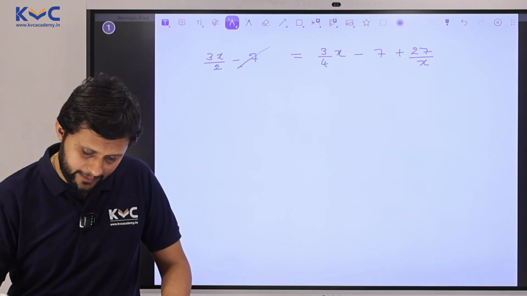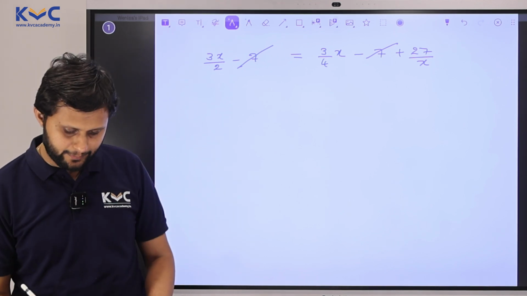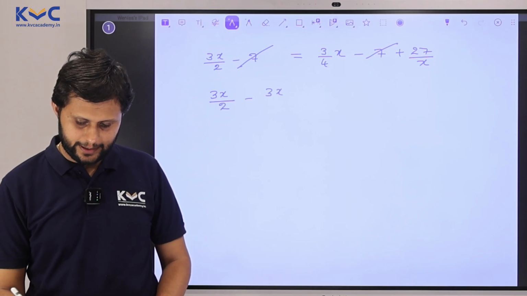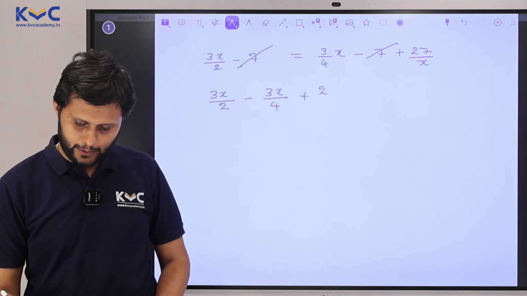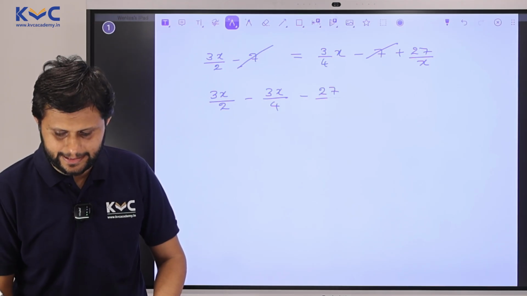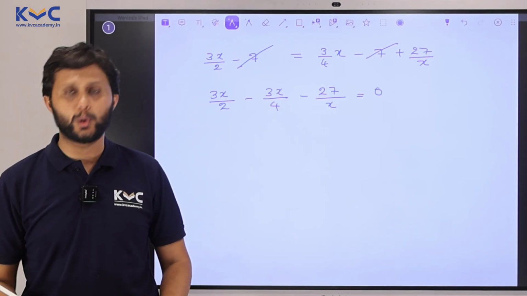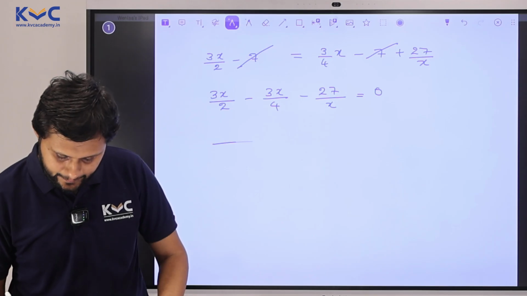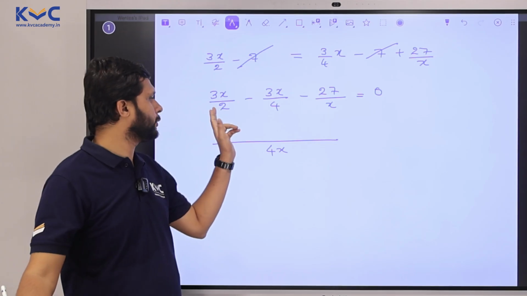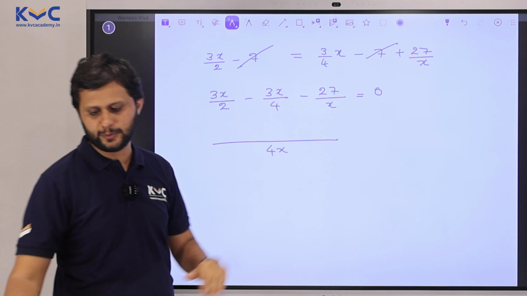Okay. So we have minus 7, minus sign on either sides cancels. We'll get everything to one side. Everything has x remaining parts. 3x by 2 minus 3x by 4 plus 27 by x, sorry, plus becomes minus 27 by x. What remains on the other side? Nothing. So we write 0. Now we'll take LCM. What is the LCM? We have 4x. Correct? So 4 is a multiple of 2, so 4 only here LCM, and here we have x, 4x.